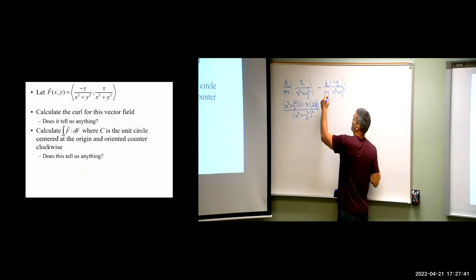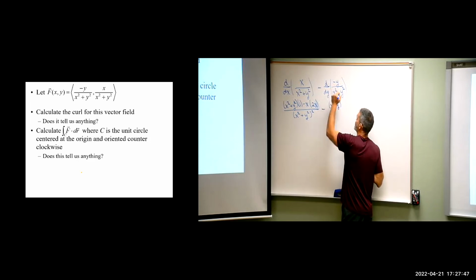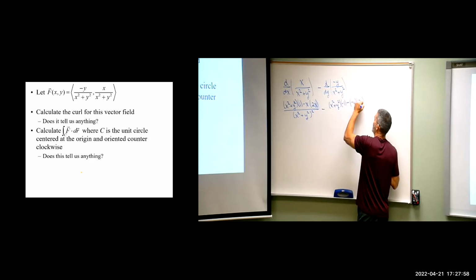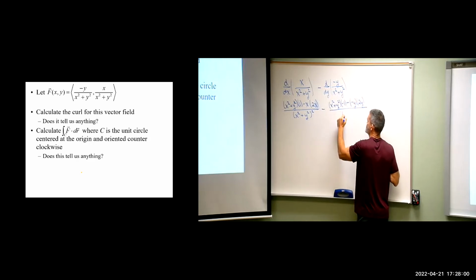This one's going to be very similar, except now we're doing it with respect to y. So x squared plus y squared, we leave that alone. Derivative of this guy is -1. Oops, minus. Now a negative y, and then derivative of the denominator is 2y. All over x squared plus y squared squared.